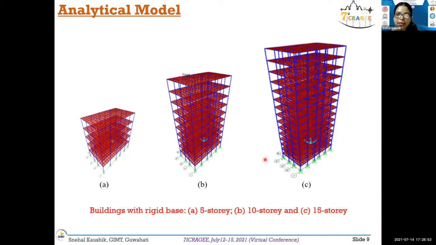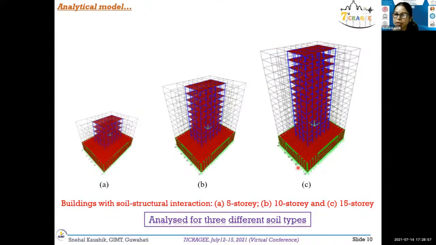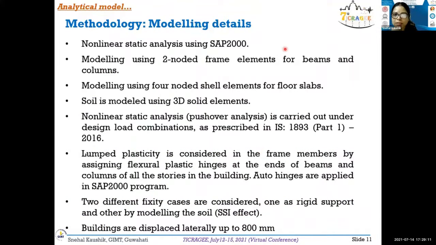And then we have modeled the soil beneath the building, considering three different properties of the soil. So the same buildings we have modeled again, and all this analysis was done using SAP 2000. Here the methodology: we have done nonlinear static analysis using SAP 2000, modeling the frame elements in 2D, then modeling the floor slab with shell elements, and the soil using 3D solid elements, giving the properties of the soil to this 3D soil element. Then a lateral displacement was applied, and lumped plasticity was considered for the frame part, that is for the beams and columns, using the auto hinges in the SAP 2000 program.